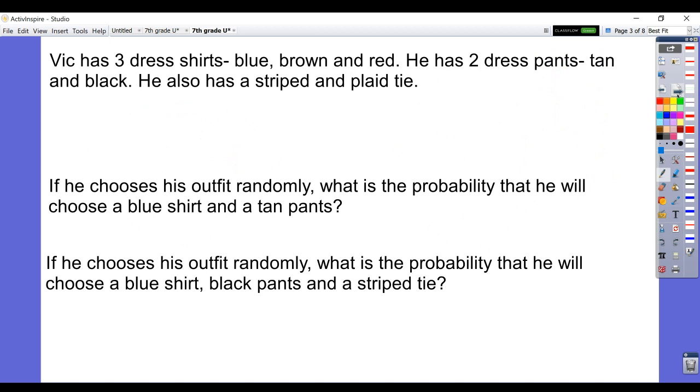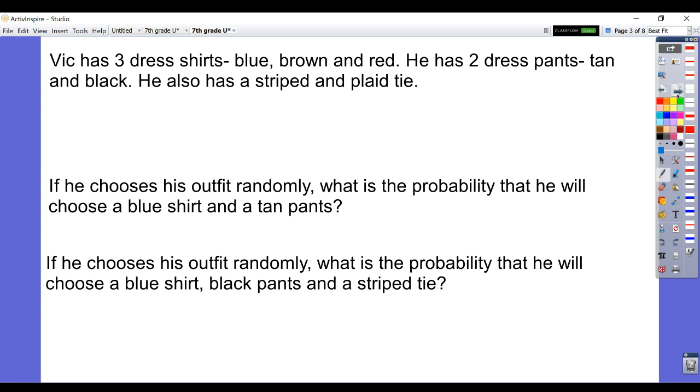Next type, Vic has 3 dress shirts, blue, brown, and red. He has 2 dress pants, tan and black. He also has a striped and plaid tie. If he chooses his outfit randomly, what's the probability he's going to choose the blue shirt and the tan pants?